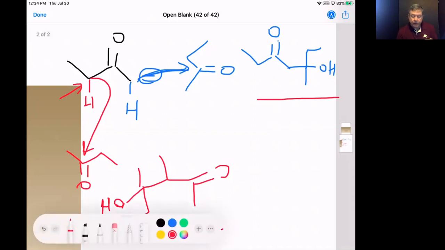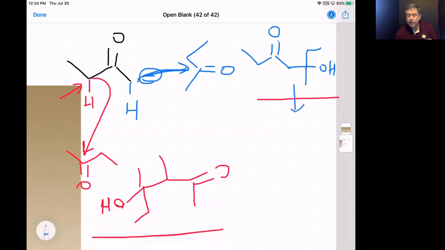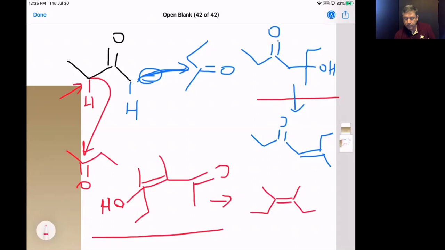So if we went through and did our heat to remove our water, we would end up with a product that looks like this right here. And if we heated the other product here, we would end up with our double bond forming here, and we would end up with that product here. So note, in both cases, we end up with a conjugated carbonyl compound.